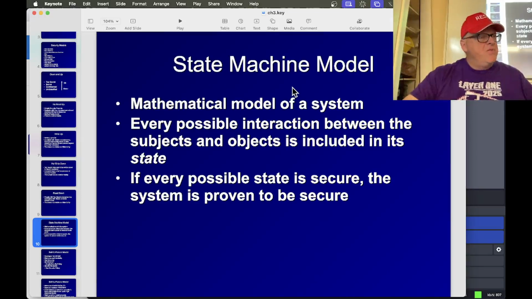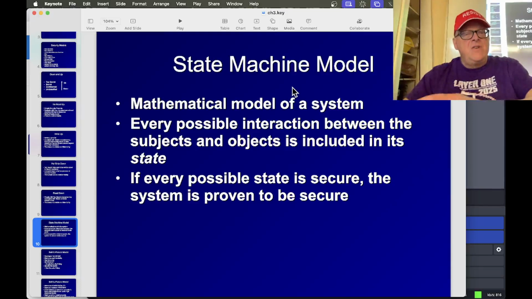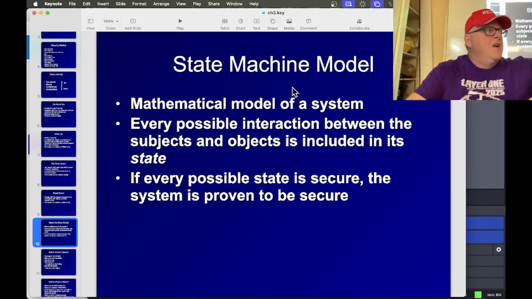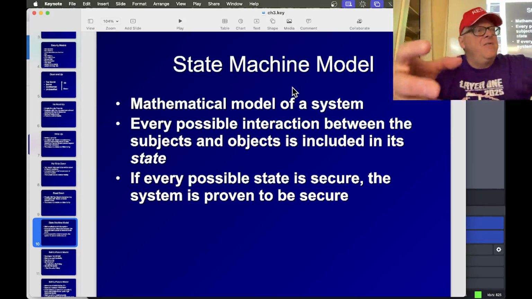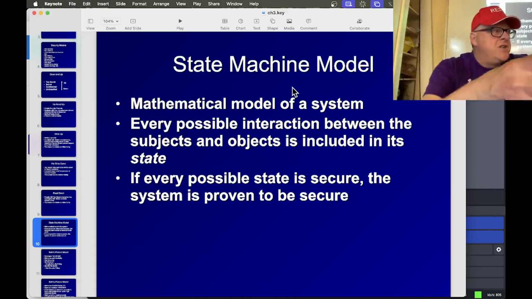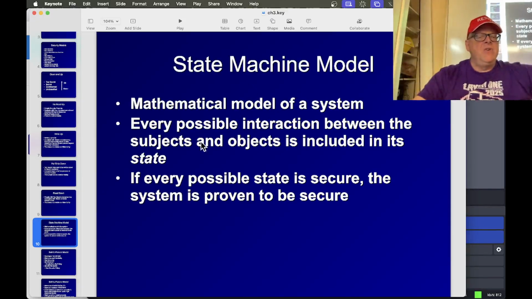Anyway, the state machine model is what these are like, where you have the computer systems run in what's called discrete math, and they are technically state machines. You have a system with a certain state, and you just move from one state to another. So you have certain people accessing files, then another person accesses a file, you change the state. So you consider every possible interaction between the subject and objects, and if every possible state is secure, then the system is secure. This is the mathematical way you prove it.